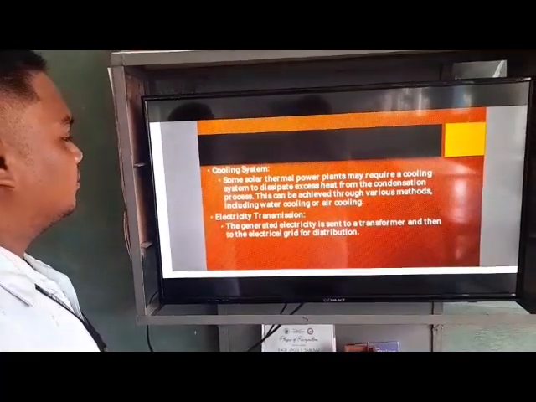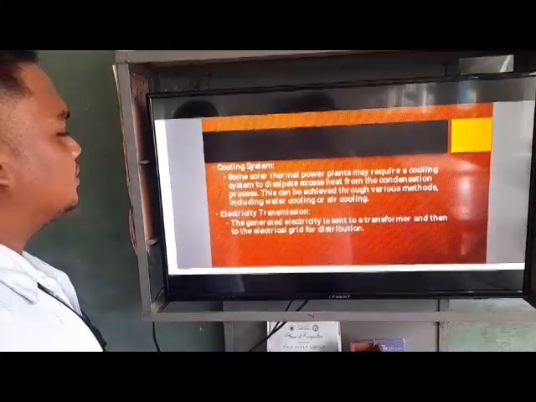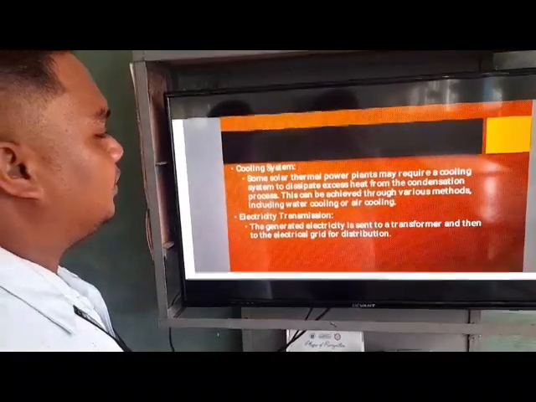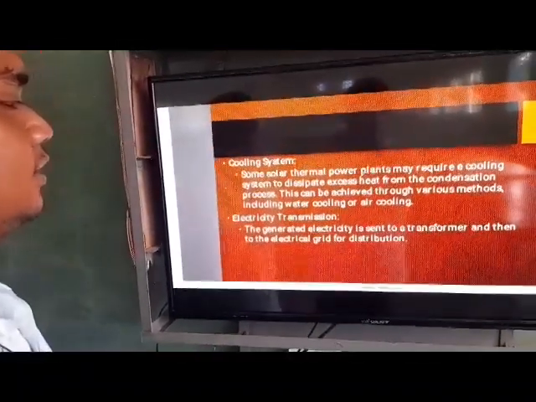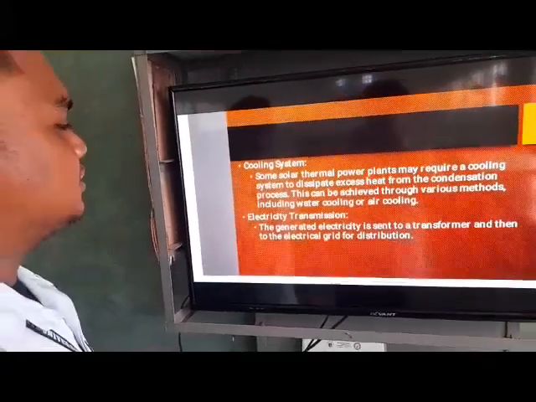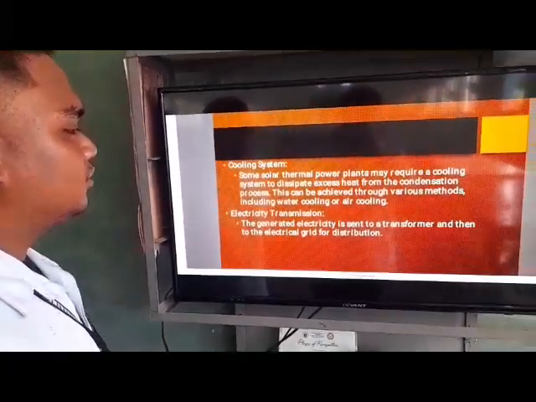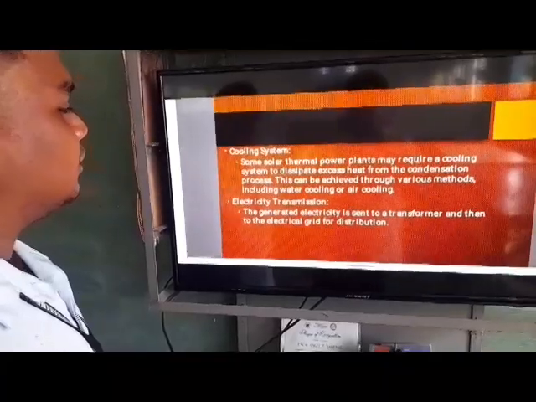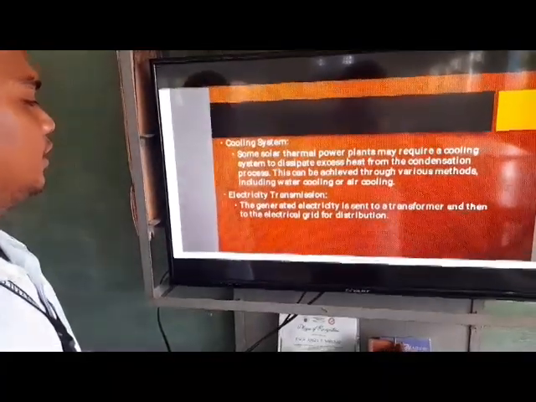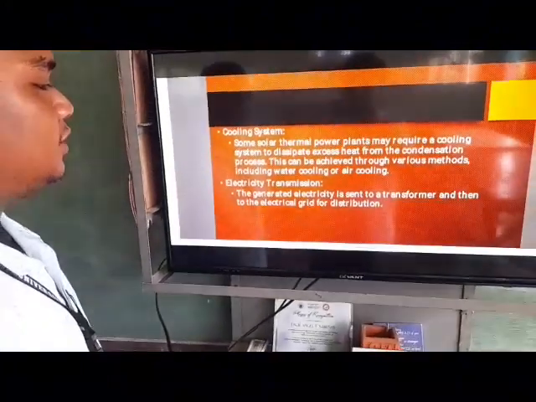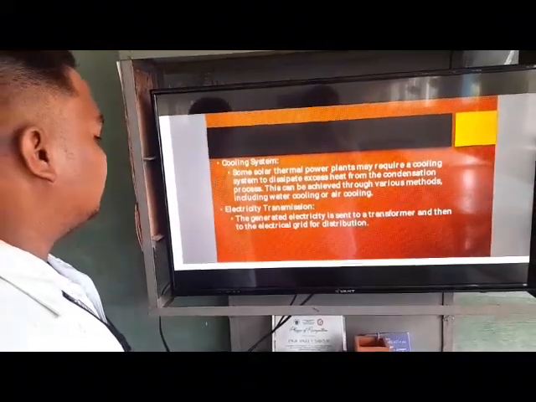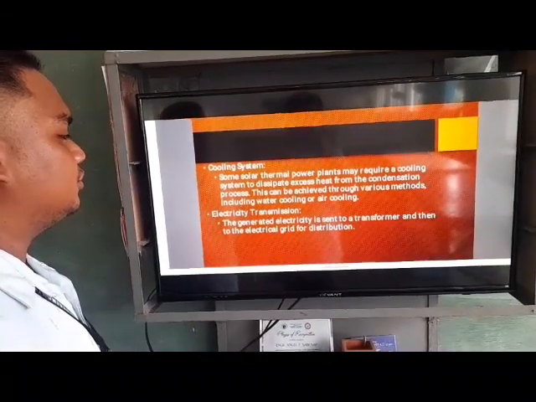Okay. Cooling system. Some solar thermal power plants may require a cooling system to dissipate excess heat from the condensation process. This can be achieved through various methods, including water cooling or air cooling. Electricity transmission. The generated electricity is sent to a transformer and then to the electrical grid for distribution.